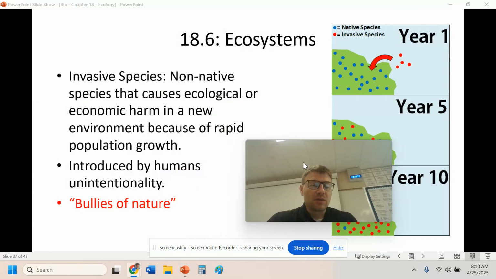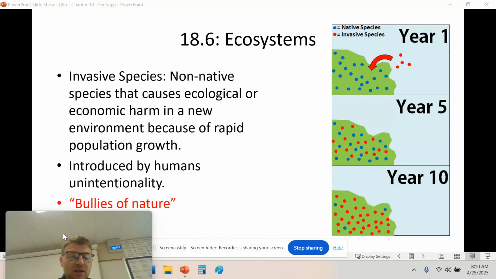Our next one that we're going to talk about is called invasive species. These are kind of like the bullies of nature. This is when a non-native organism gets transported to a new environment without us really knowing, and then that environment is drastically changed by this invasive species. There are a lot of different types of invasive species because we're seeing more and more of them because of how humans are transporting them around the world.